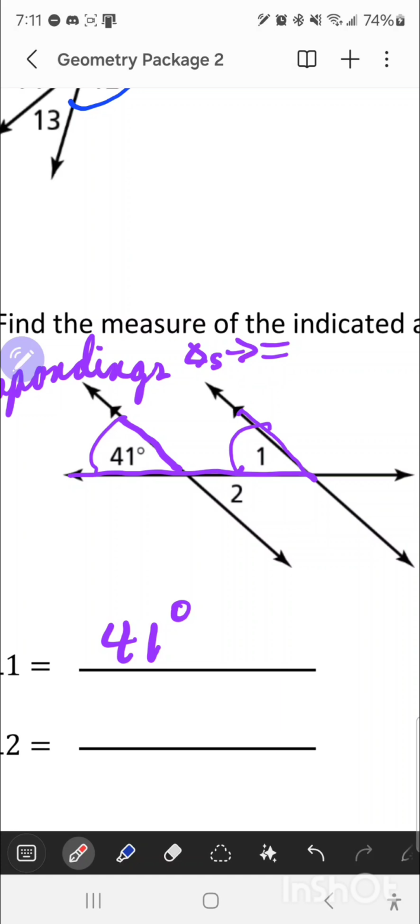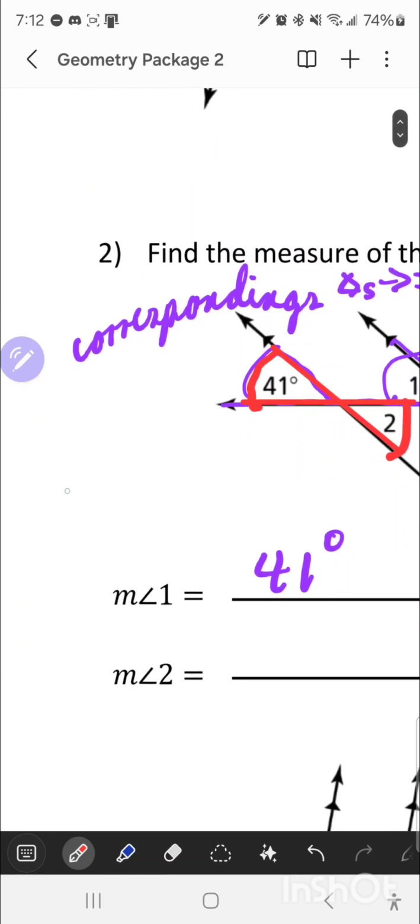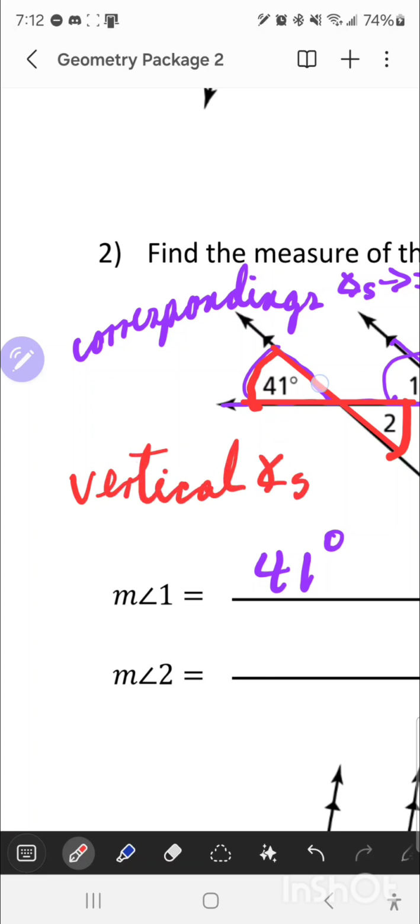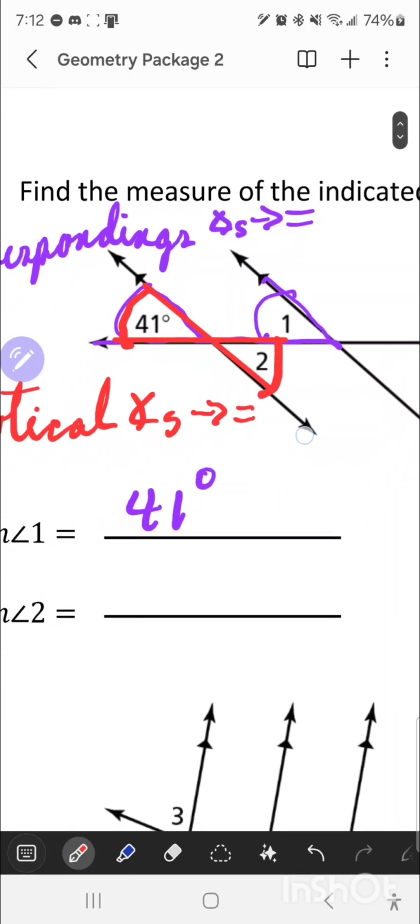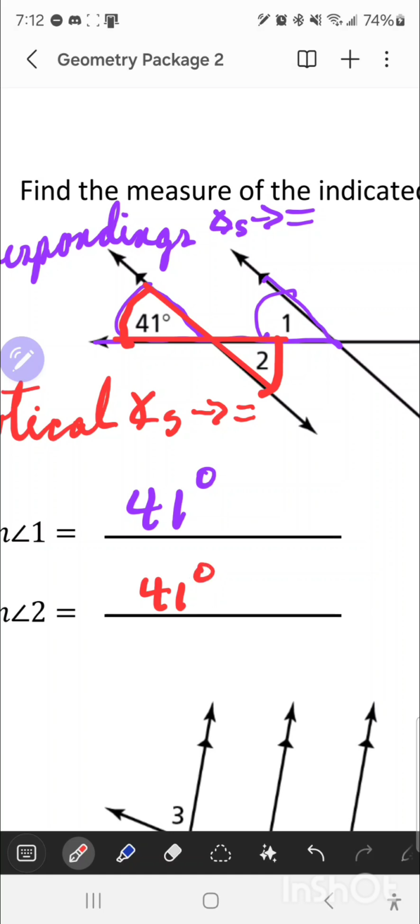Now, angle 2, I see that I will use the 41 again. We could do this 2 ways, and I'm just going to do the one that is easy for me. So you see here and here, I see that this is an X. So they are vertical angles. And vertical angles are also equal. So the measure of angle 2 will be also 41 degrees.